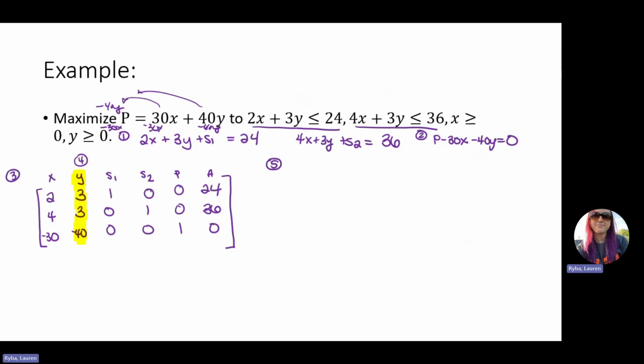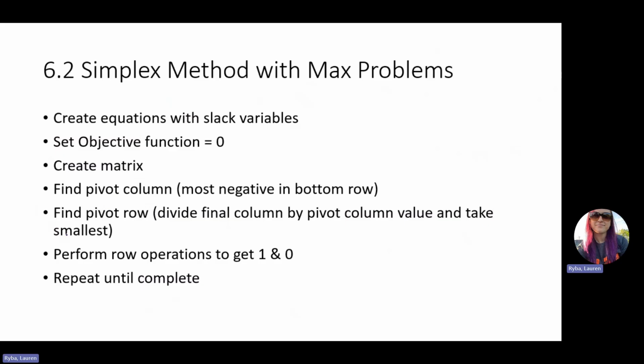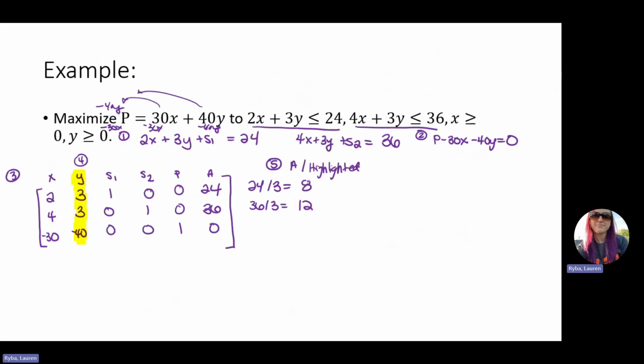Step 5 is find your pivot row. The way you do that, you take your answer divided by the value you highlighted. Okay, so 24 divided by 3 is going to give me 8. 36 divided by 3 is going to give me 12. And according to the rule here, take the smallest. So this one is smaller. That means this is our pivot. We want that to turn into our 1.